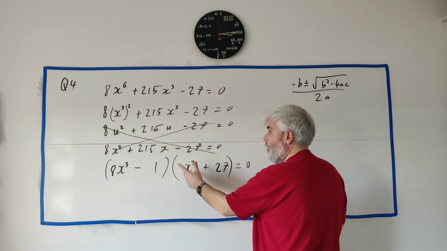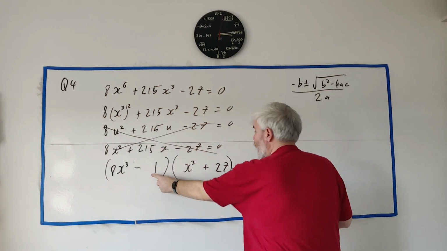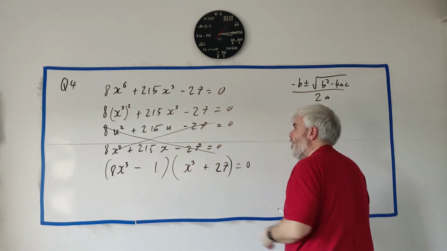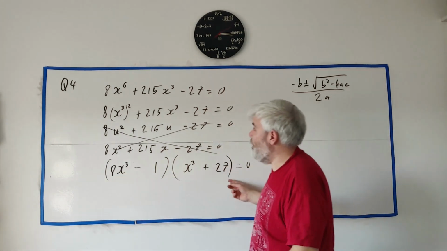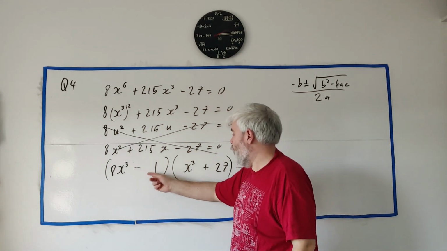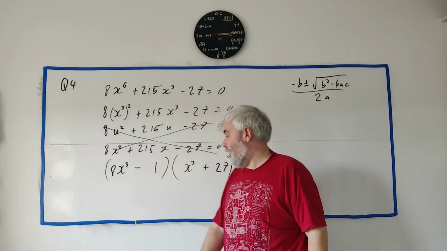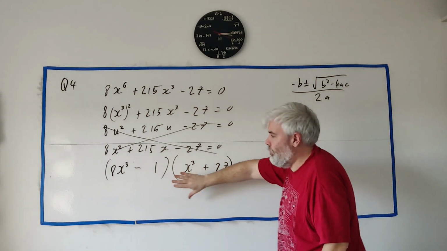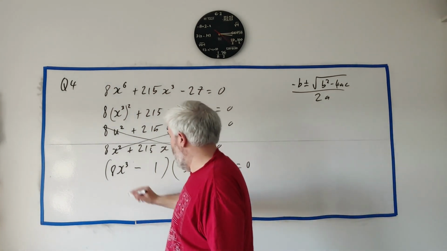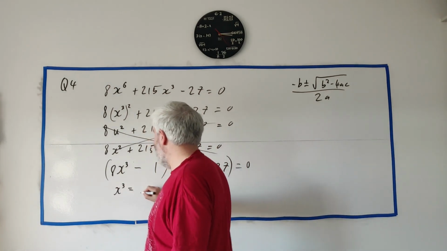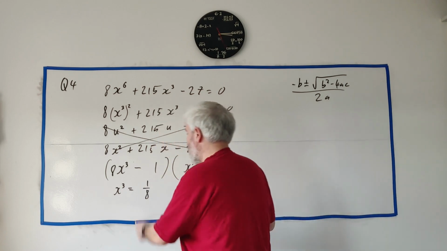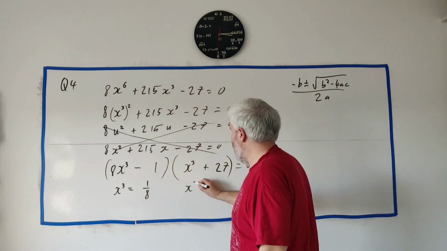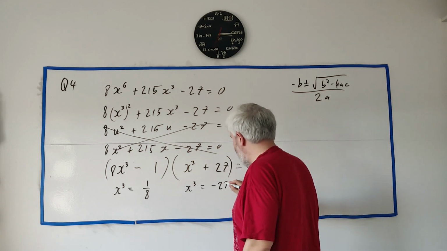8 times 1 gets an 8. 1 times 27 gets a 27. Minus 1 plus 27 minus 216, that works. 8 times 27, 216. Minus 1 times 1, 215. So we don't actually need to use this, but you should go ahead and use this if you're not able to do factorization. Okay, so what's next? This tells us that x cubed is equal to 1 over 8. Just put it equal to 0, divide both sides by 8. We get that. x cubed is equal to minus 27.